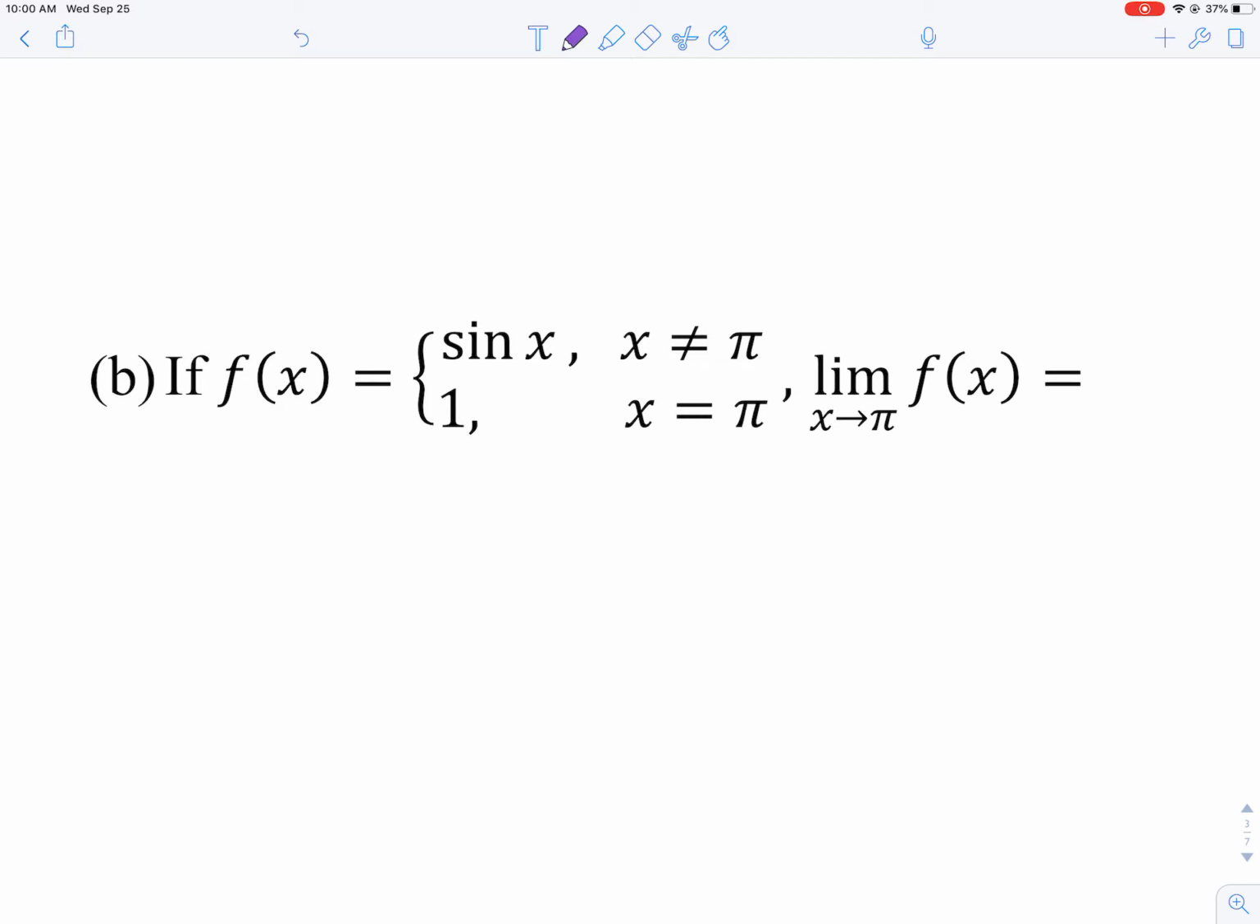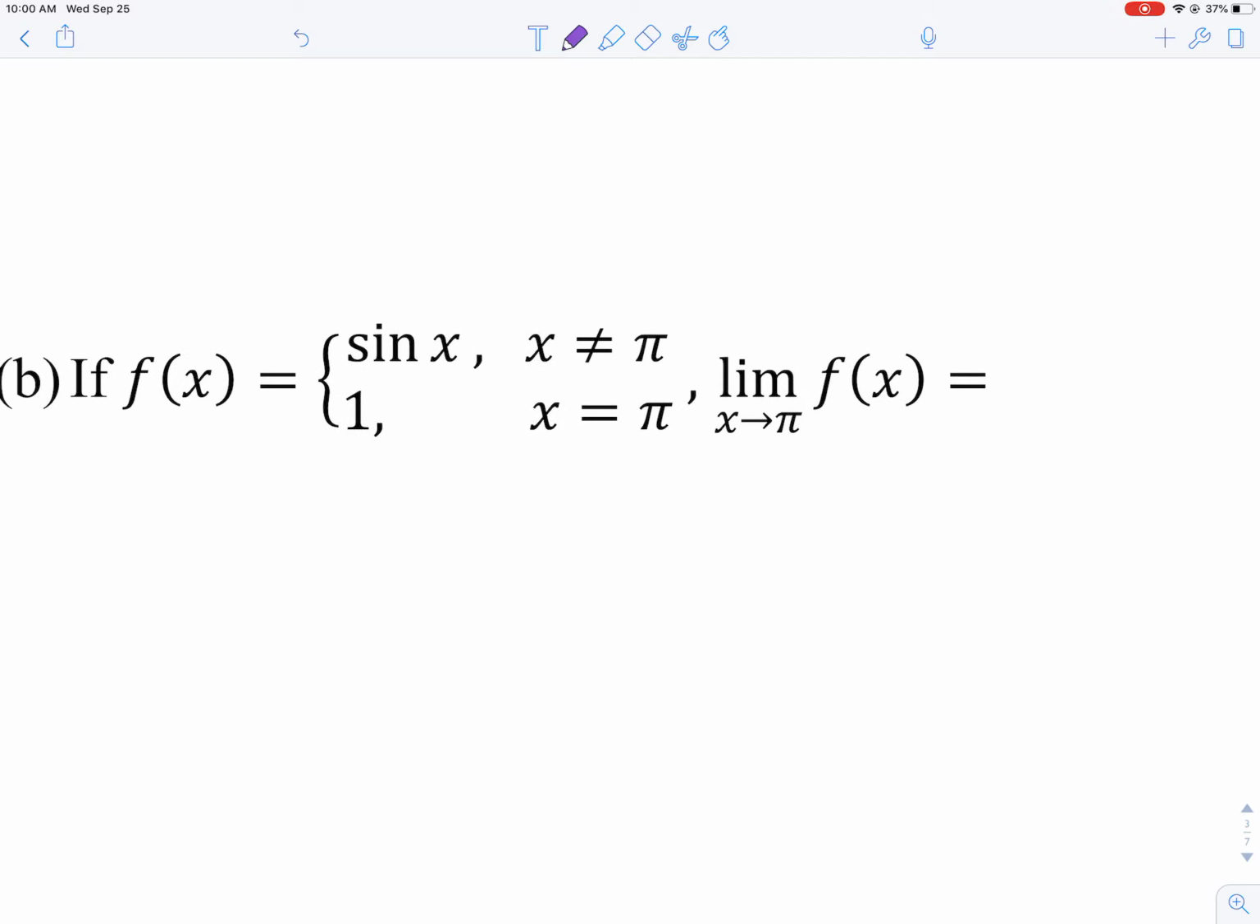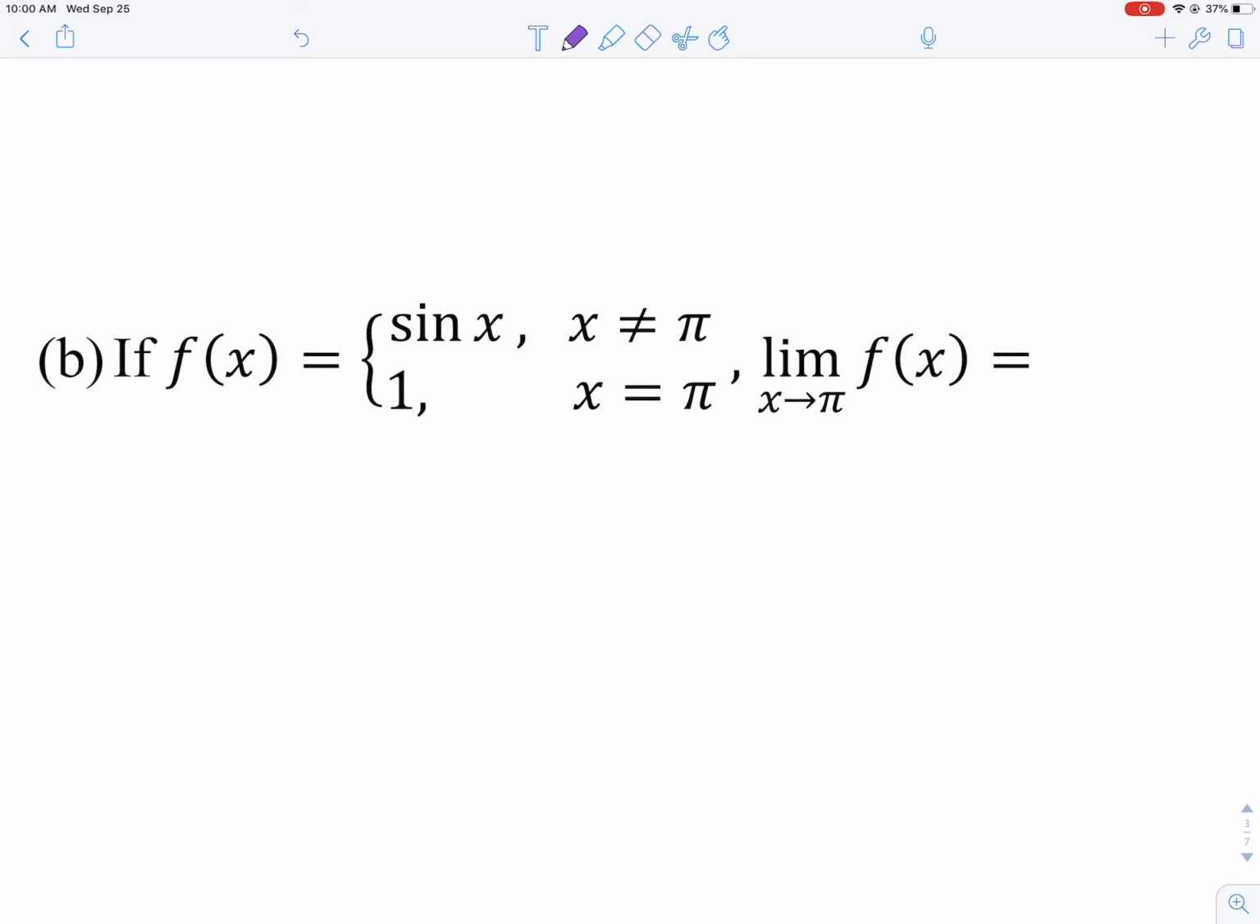All right. This next piecewise, we're taking the limit as x approaches pi. Now, this function says that when x is not equal to pi, the function is going to look like sine of x. And when x is equal to pi, then we'll have the point pi comma 1. So let's think about this. Basically, as x approaches pi from the left and the right, we would be plugging values into the first piece here.